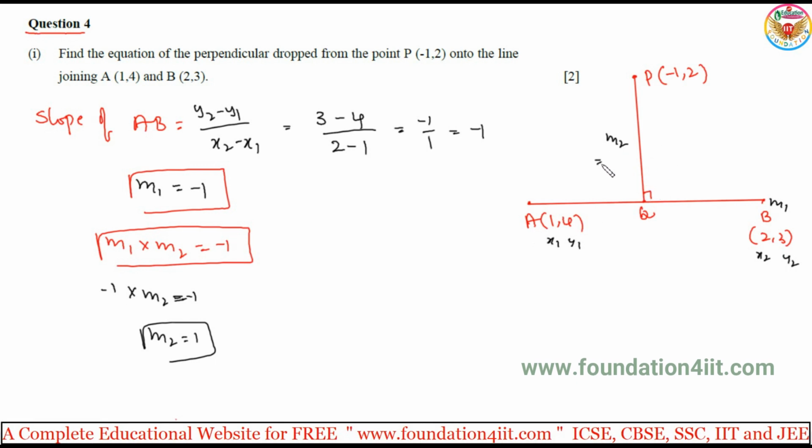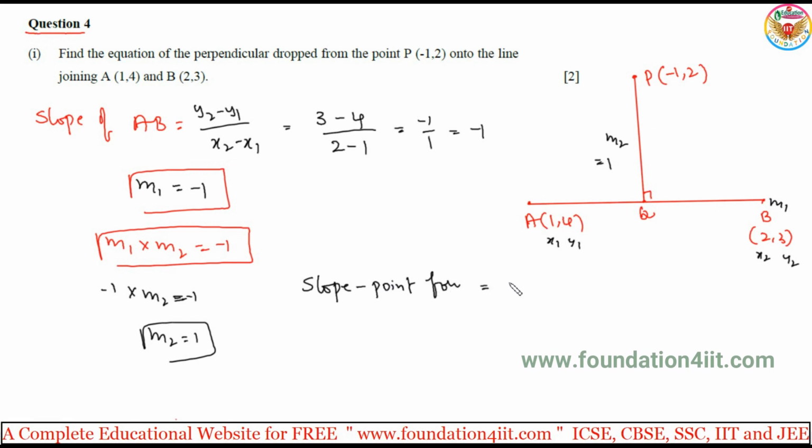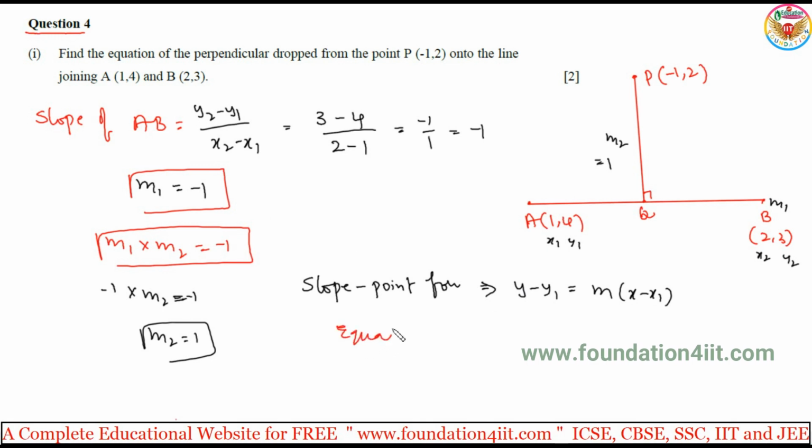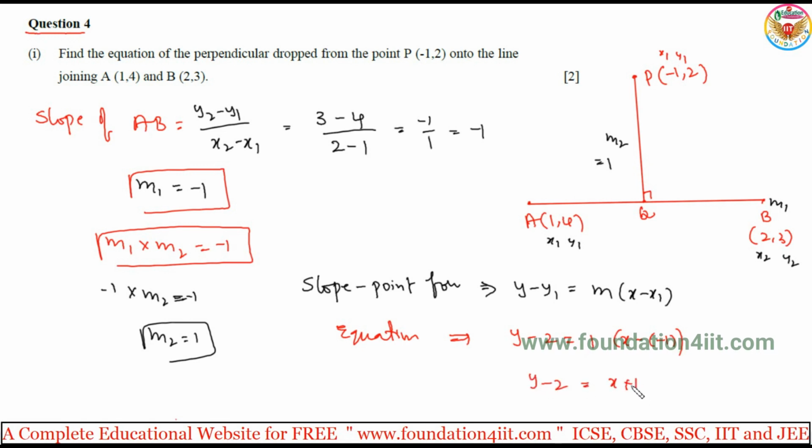So we know the slope is 1 and the point is (-1, 2). Then we can use the slope-point form, that is the equation for PQ. The formula is y minus y1 is equal to m times (x minus x1). This is slope-point form. So the equation is y minus y1, where x1 and y1, y1 is 2, m we got 1, times x minus x1. Simplify this: y minus 2 is equal to x plus 1.